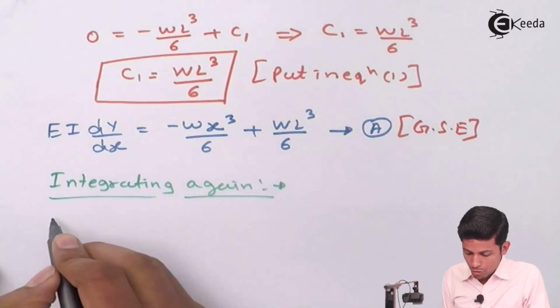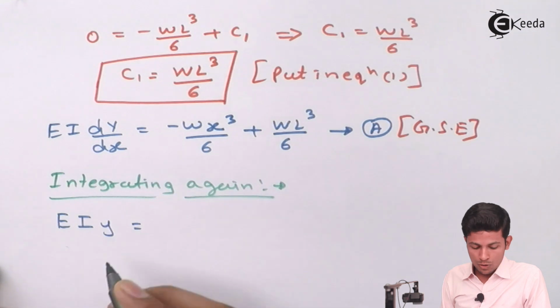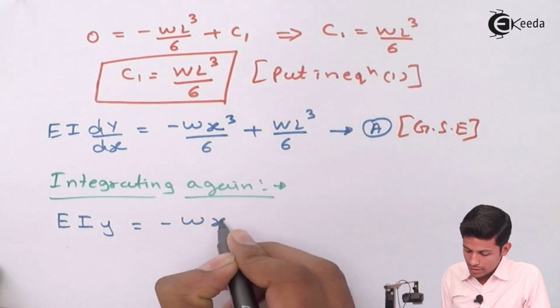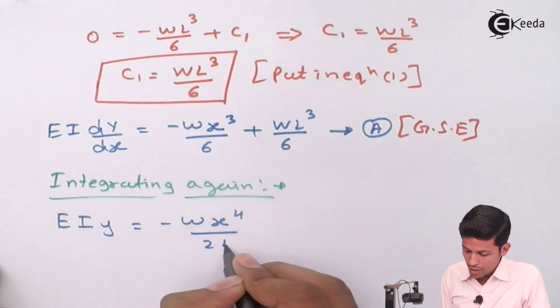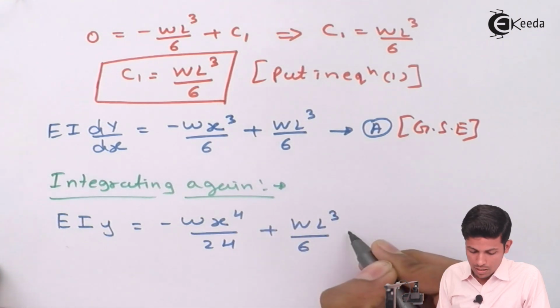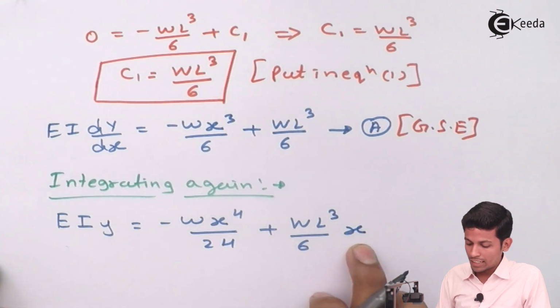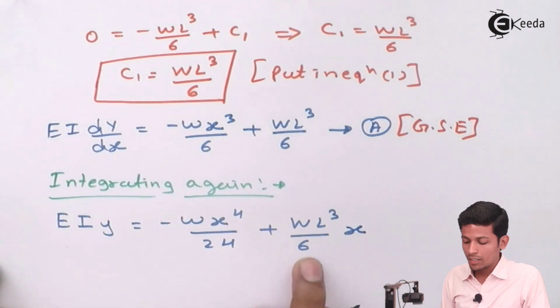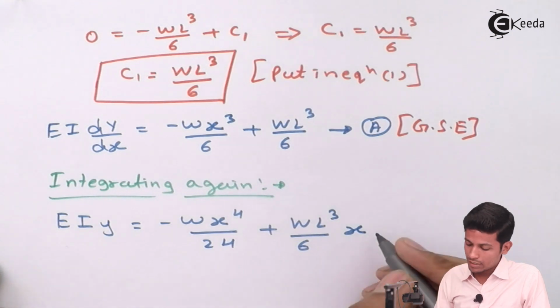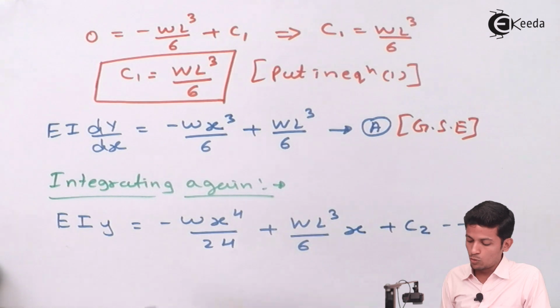See, EI y is equal to minus wx raised to 4 upon 24 plus wl raised to 3 upon 6 x, that is c1x. We got the value of c1, that's why I'm putting it over here. This is nothing but c1x plus c2. This is nothing but equation number 2.